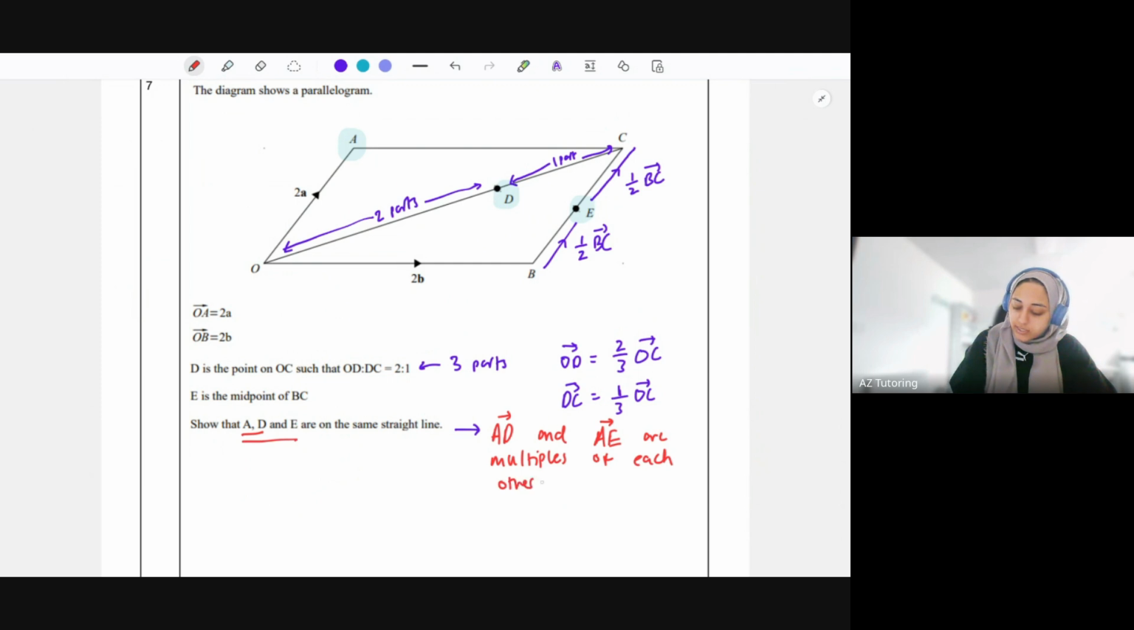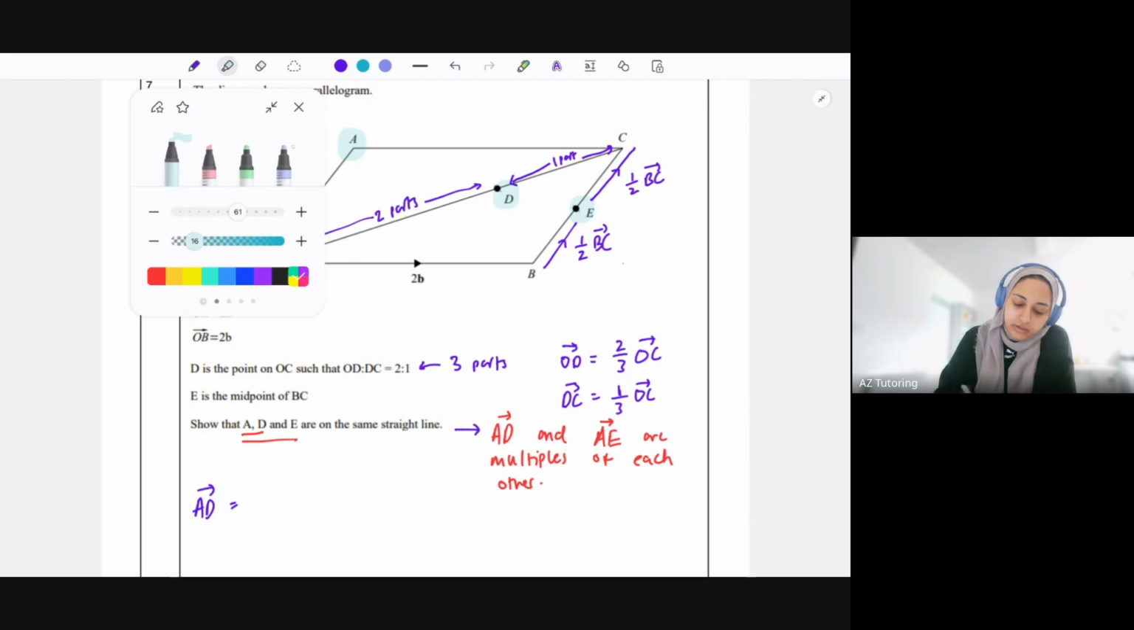It's worth writing this in the exam because you're telling the examiner you understand what you're doing. Let's find A to D. So we're just going to find each vector now, just like last time, and show that they are multiples of each other. So A to D, which way could I go? I could go this way. So let's do a different color.